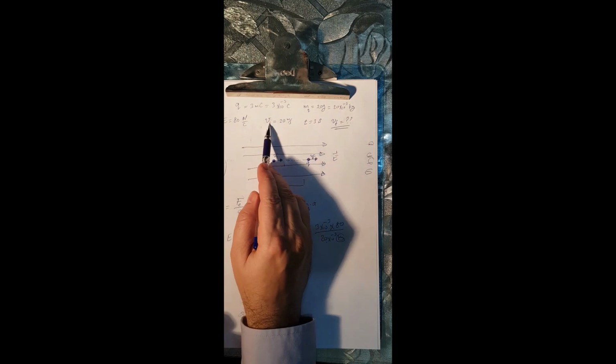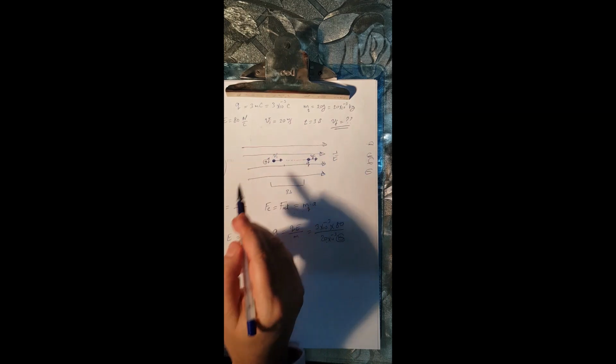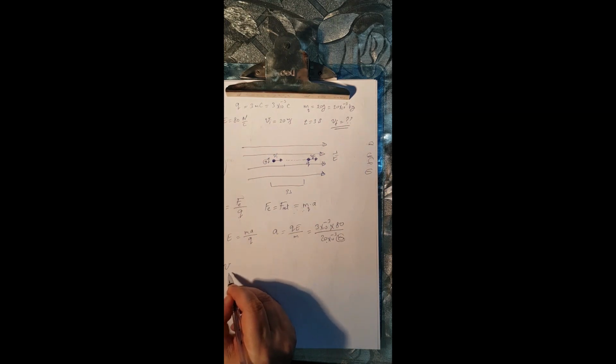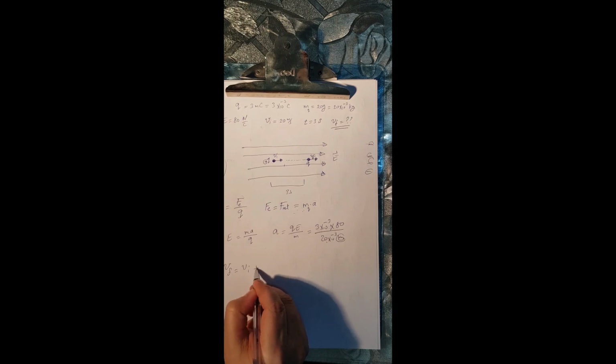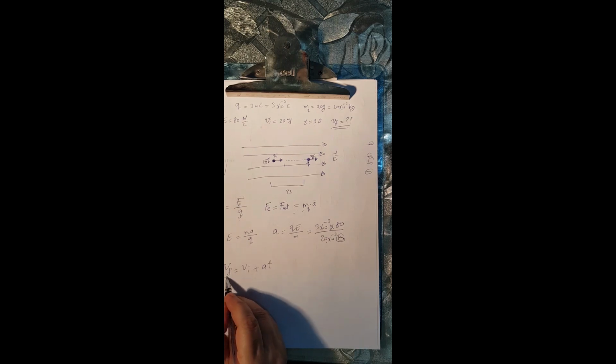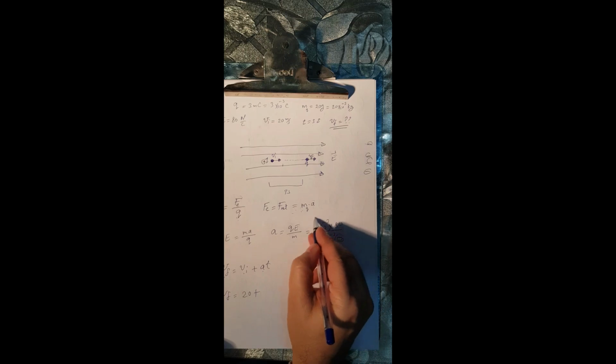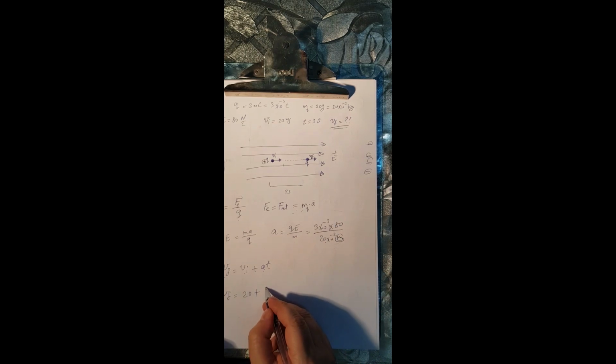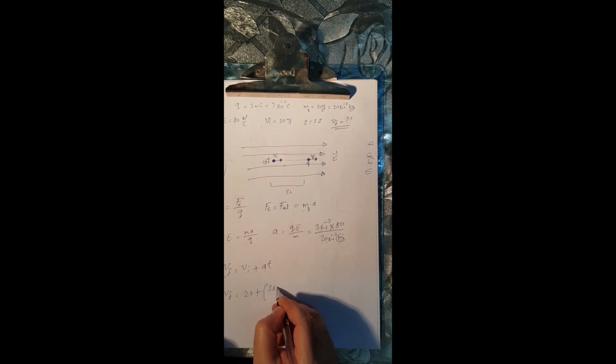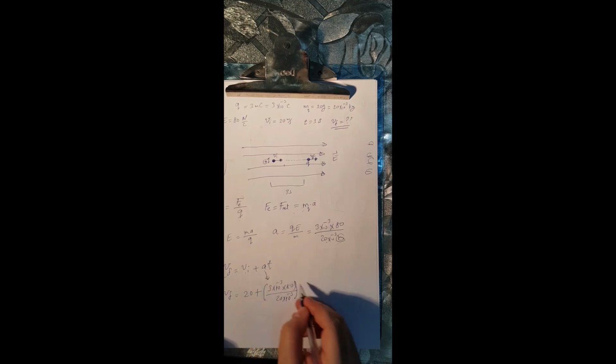Since we have the time, initial velocity, and we want final velocity, the easiest equation is the first equation of motion. Final velocity equals initial velocity plus acceleration multiplied by time. Final velocity unknown, initial velocity known, of the particle 20. Acceleration is this, so I just put it as it is: 3 times 10 to the power minus 3 times 80 over 20 times 10 to the power minus 3. This is the acceleration, and the time is 3 seconds.